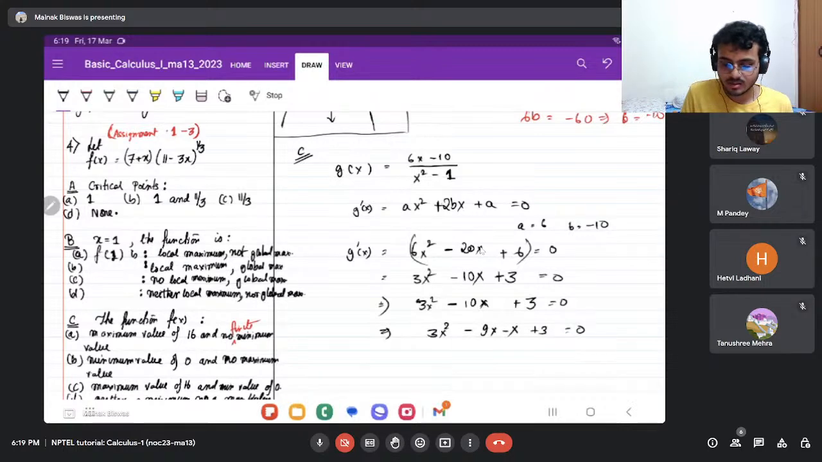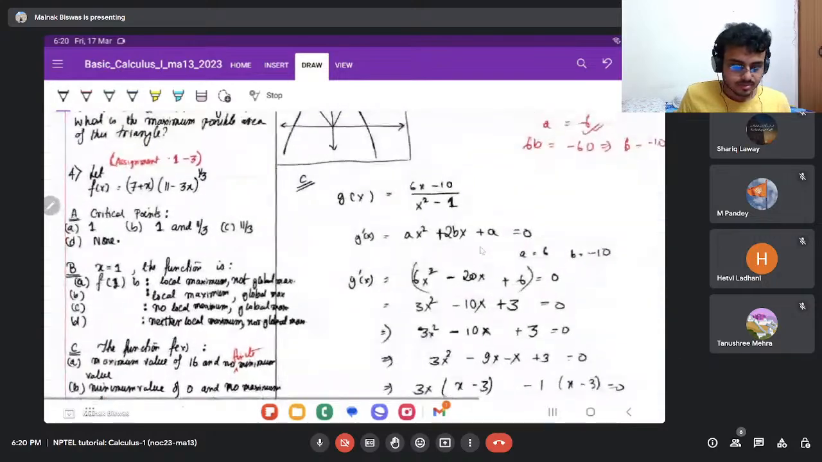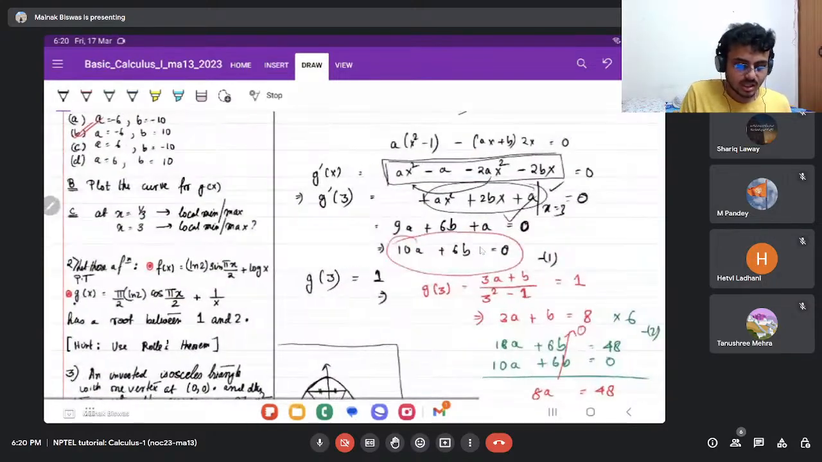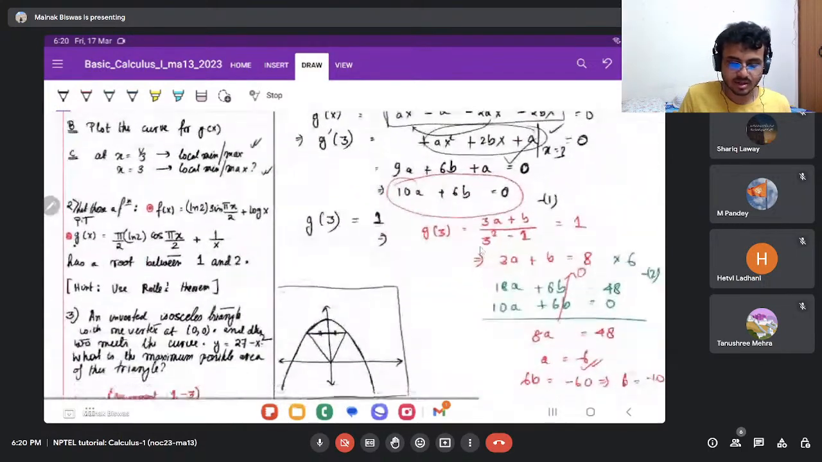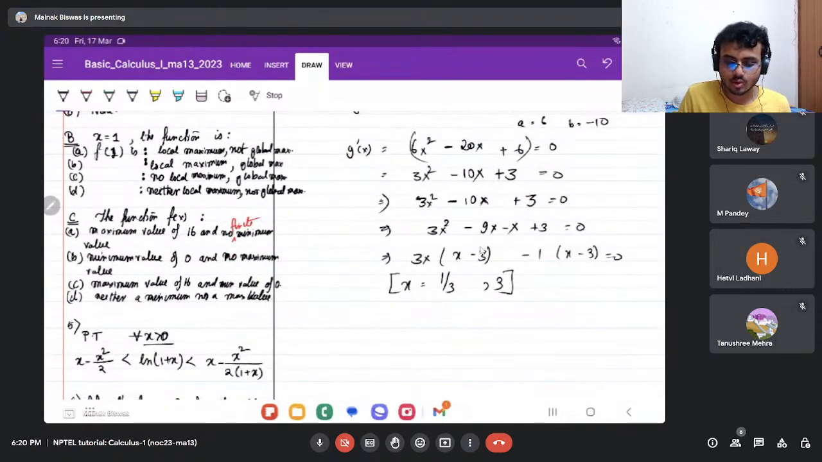The middle term will be, you can take 3x common, so you'll get x minus 3, and take 1 common, you'll get x minus 3 equal to 0. So x is equal to 1 by 3 comma 3, right? These 2 points only they have given us as minima maxima. They know that either of these 2 points will have a minima or a maxima. So these are your extrema points, where the derivative is 0.